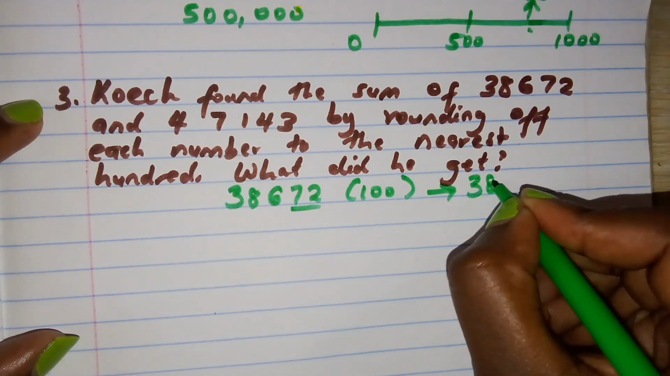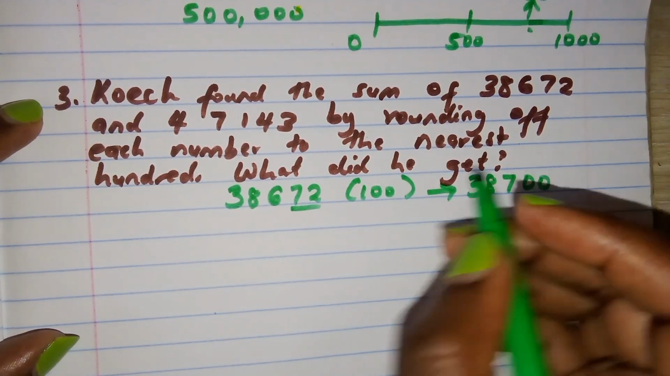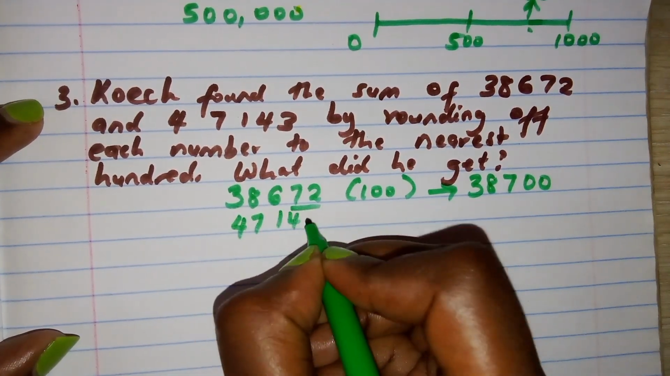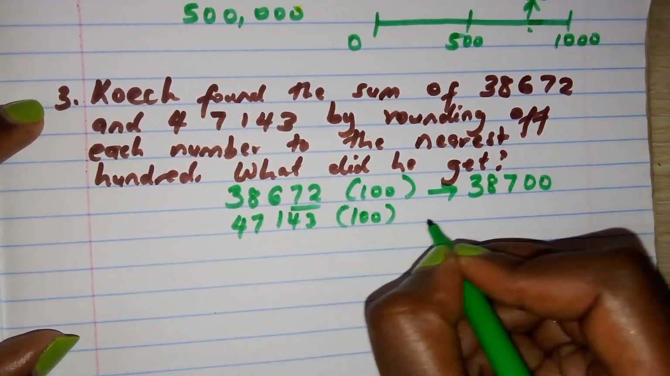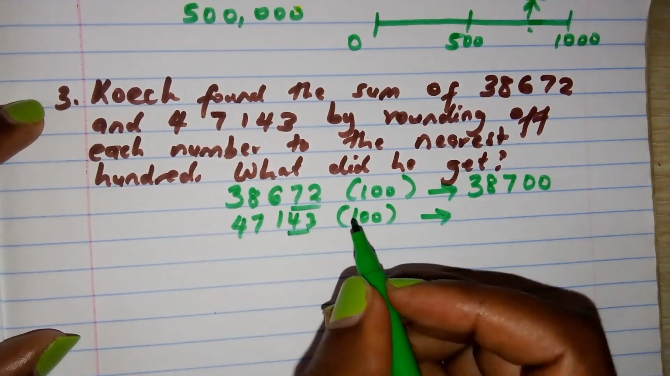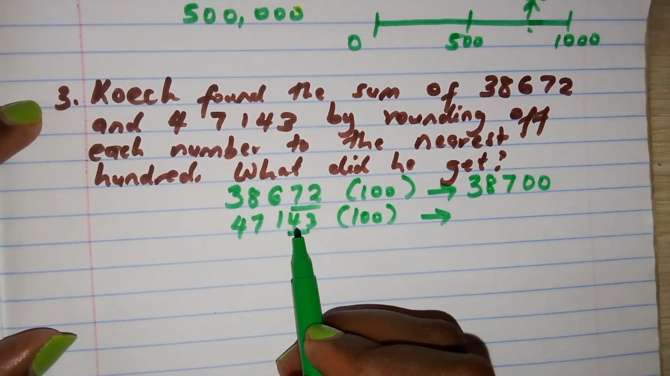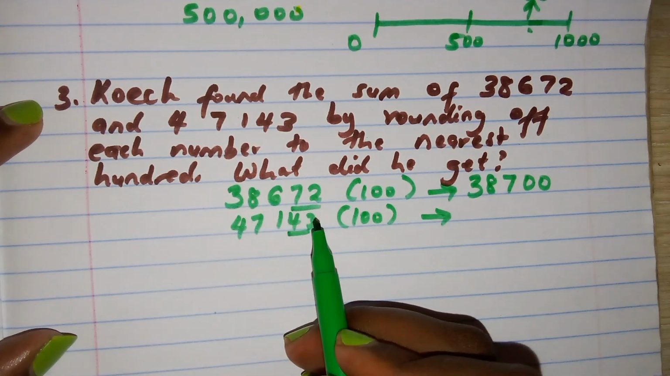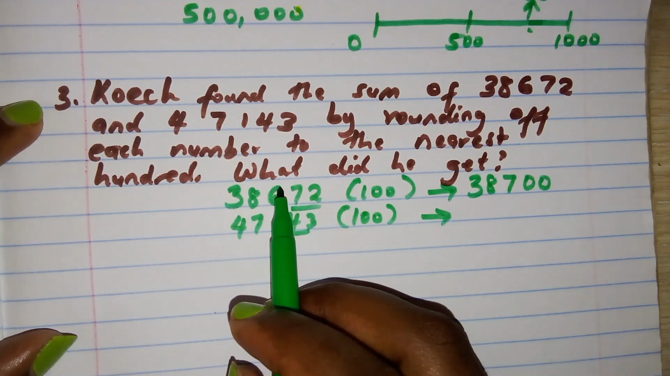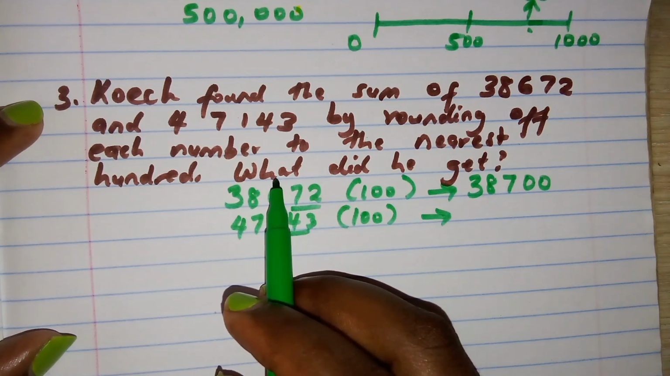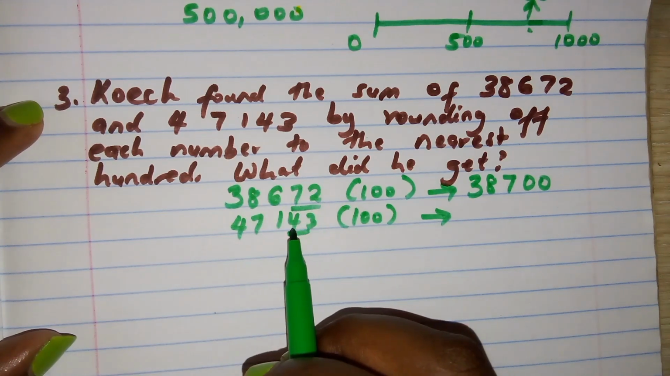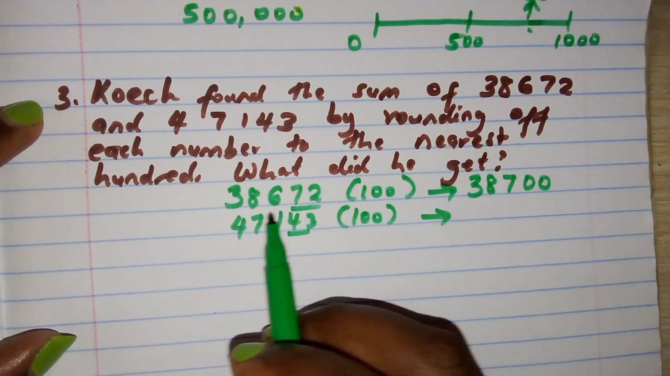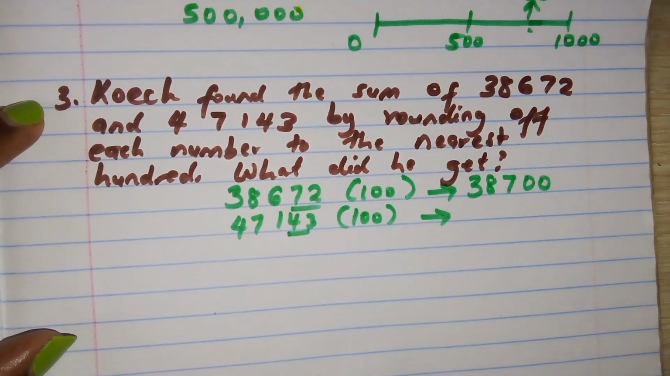So 38,700. And the other number is 47,143 to the nearest 100. The last two digits, it's less than 50, so this one remains the same. So this one stays the same and that one becomes 0. So when it's still less than 50, this one becomes 0, and there will be no change to that. I hope it's clear now.